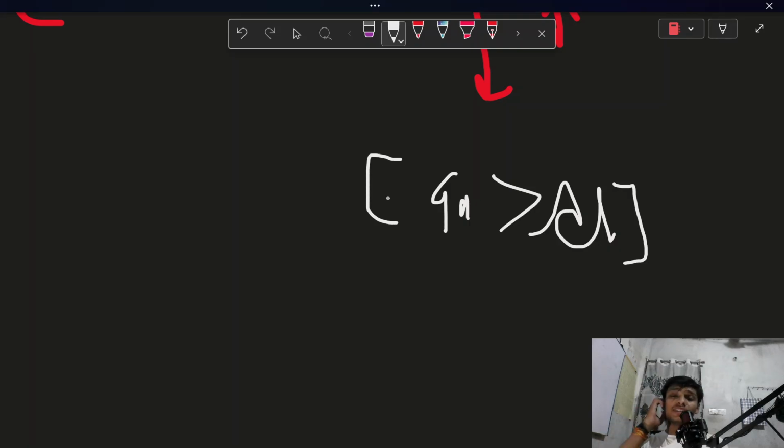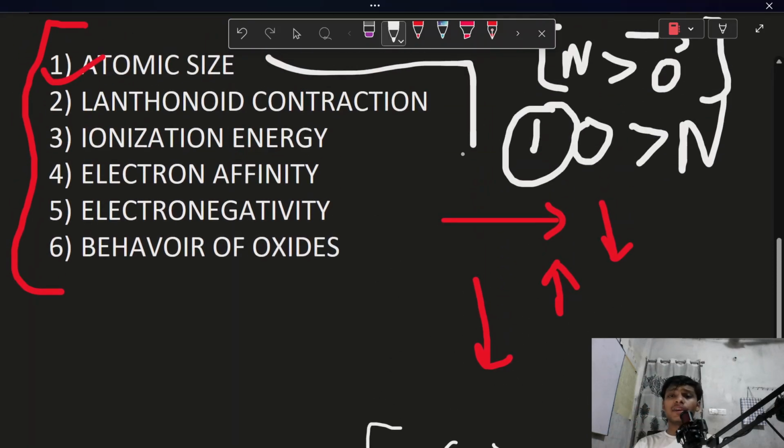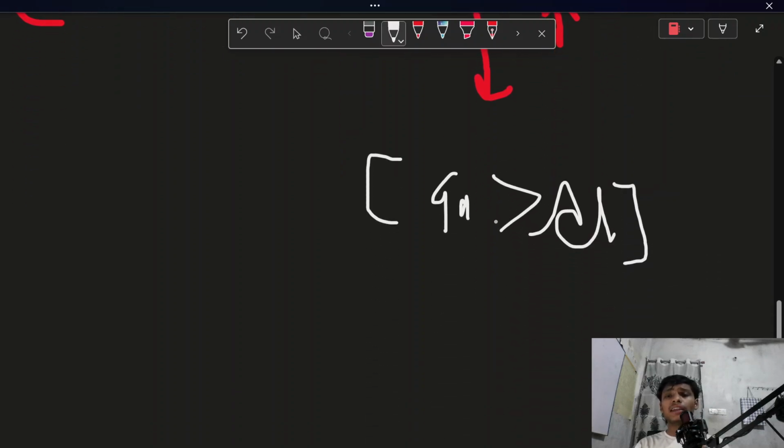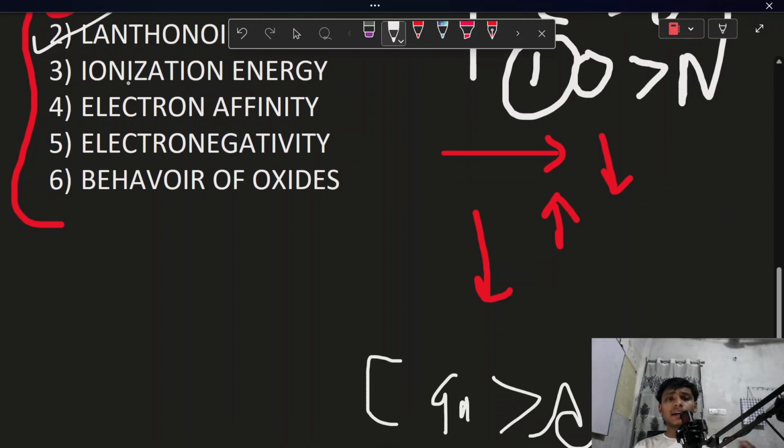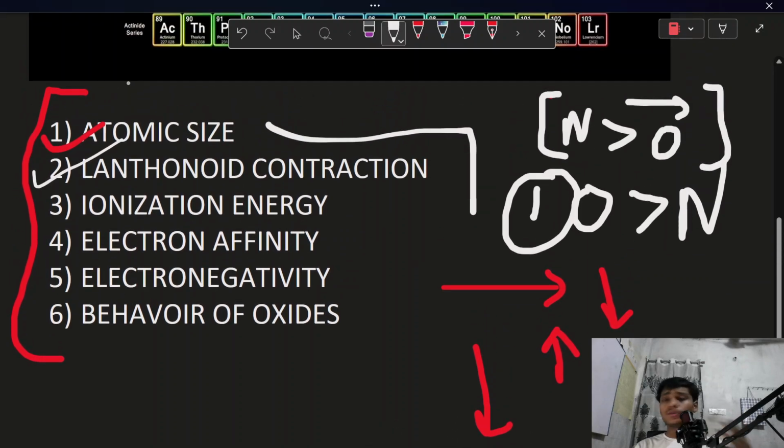So atomic size has two exceptions directly, right? The first is that oxygen is greater than nitrogen, and the second is that gallium is greater than aluminium. The next exception is of lanthanide contraction, and these exceptions are also of atomic size, and lanthanide contraction is going to be the application, right? And the application of those exceptions in atomic size is that the reason is lanthanide contraction. Let's see what lanthanide contraction is.